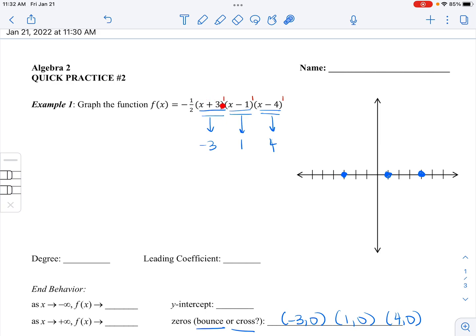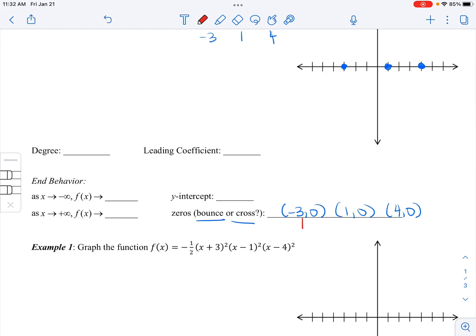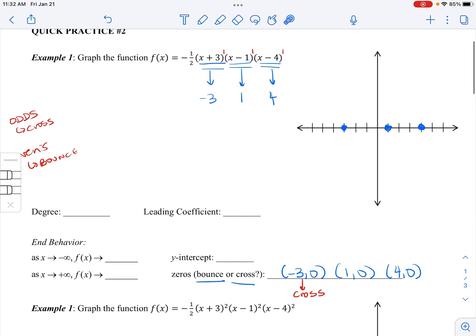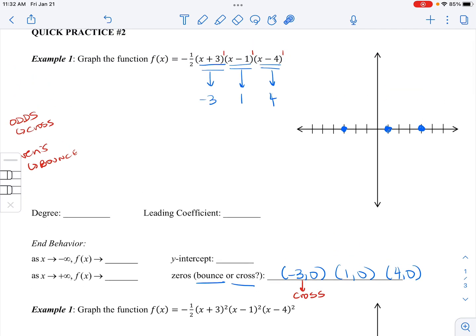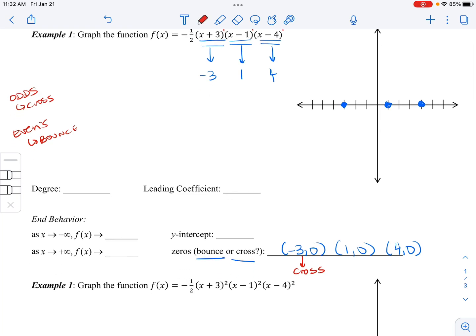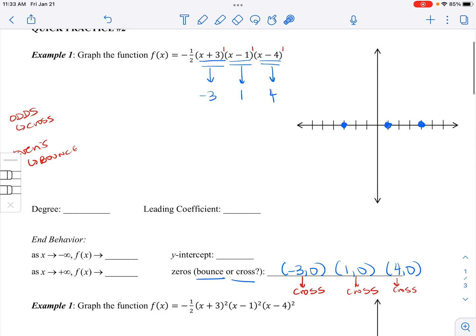Since this -3 has a 1 attached to it, and 1 is an odd number, I know at -3 we're going to be crossing. So odds help us cross, and evens tell us to bounce. If you look at the exponents of all of these, they are all ones. Ones are all odd numbers, so I know that at all of these points, we're going to continue to cross, cross, cross at each of those. Okay? I'll do an example when they're bouncing as well, but that's the one that you're supposed to do for this.